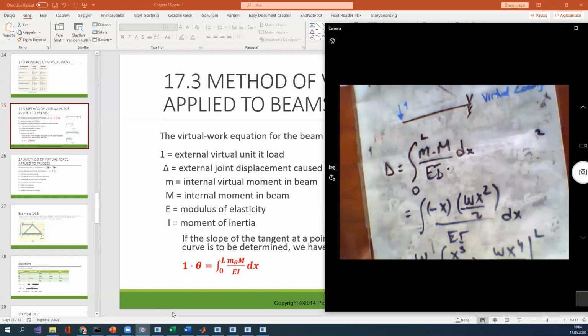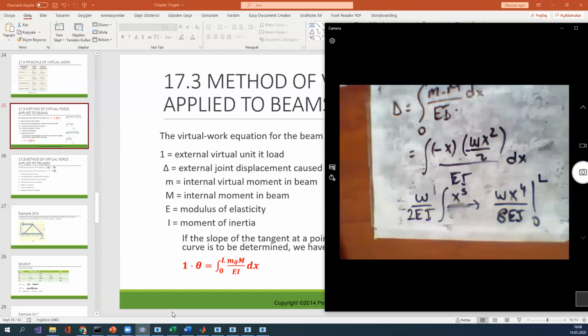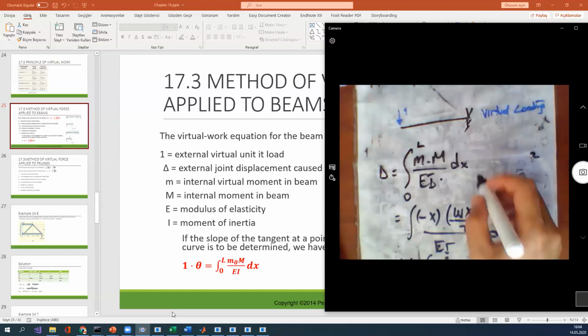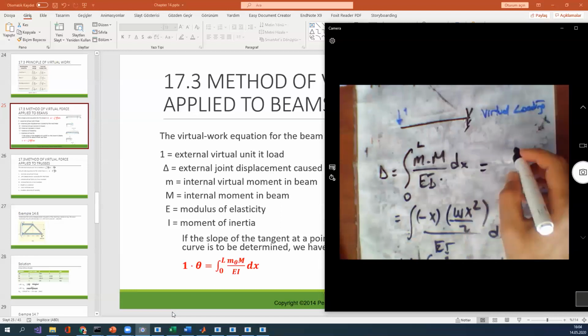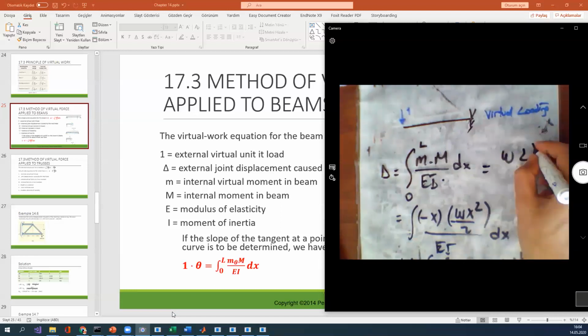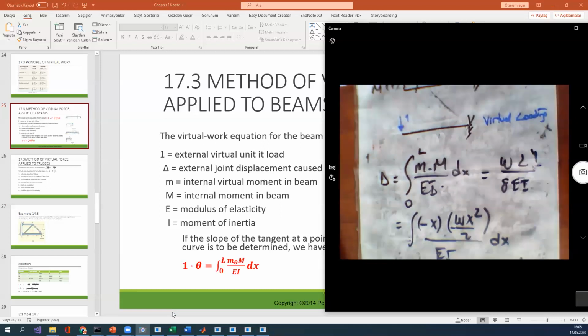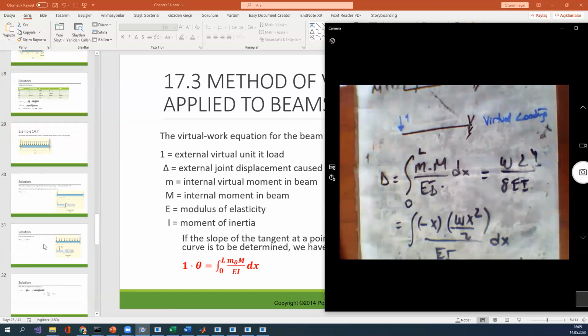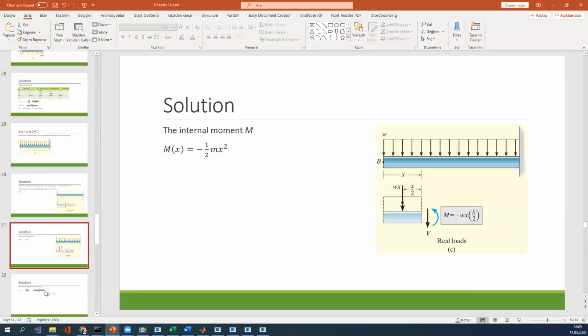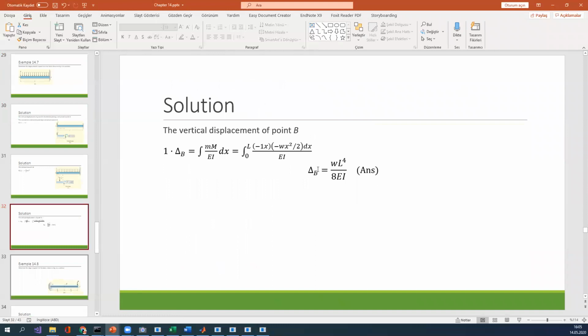If I substitute in here, I can obtain delta is equal to omega L to the power 4 over 8 EI. Okay, this is the result of the question. Let me check. You can see displacement is omega L to the power 4 divided by 8 EI.